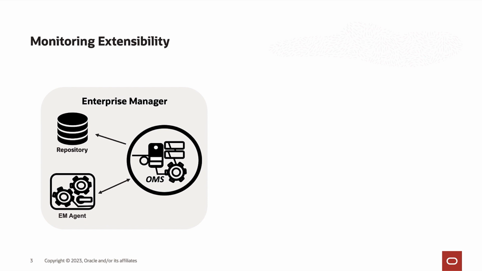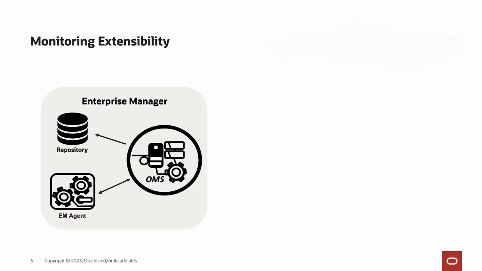Let's take a look at how this integration occurs. The EM agent evaluates the metric and generates an event. It then sends the event to the Oracle Management Service, OMS, which can create an incident for the event. From there, the OMS can share event or incident data to third-party systems in these ways.